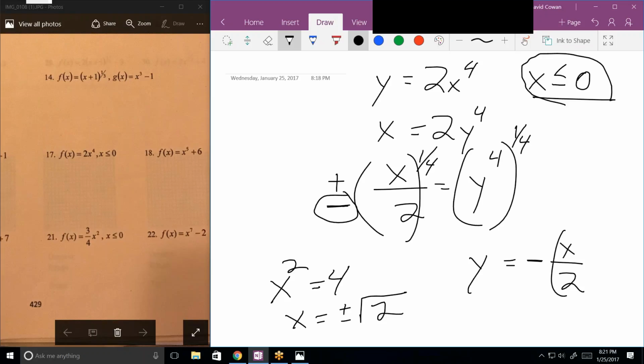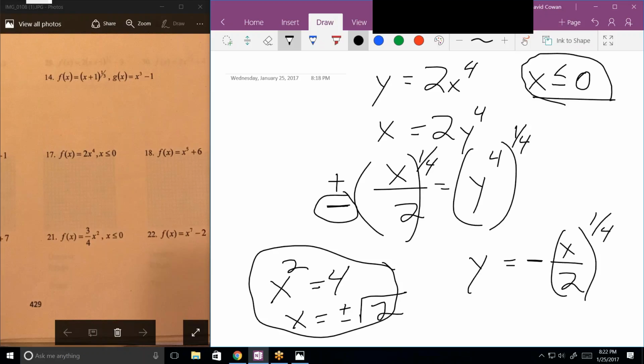I'm just confused. How did you get x squared is equal to 4? Would you just simplify? No, I was just using this as an example. Oh, that's just an example. That doesn't have anything to do with this problem. Okay, I was just kind of confused.